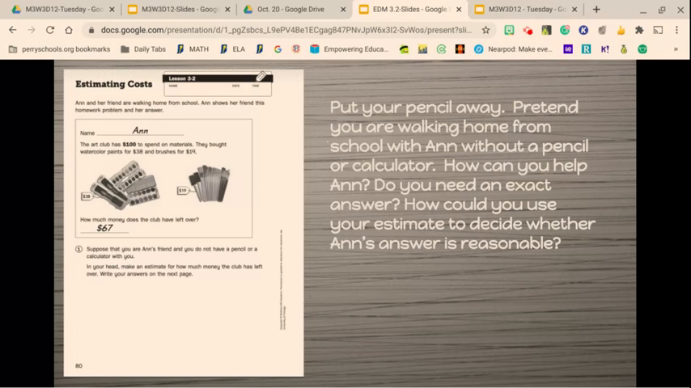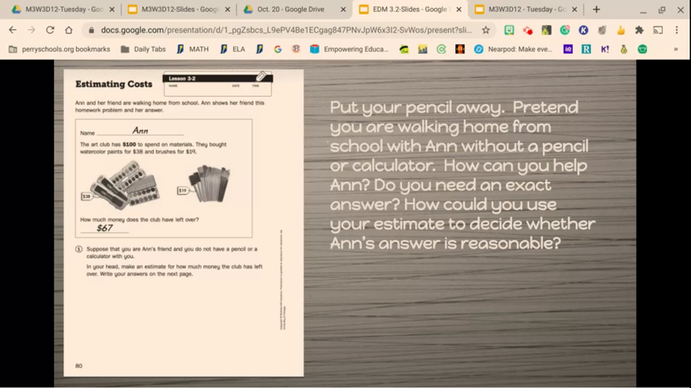So looking at this page, you and her friend are walking home from school. Anne shows her friend this homework problem and her answer. So the problem says The art club has $100 to spend on materials. They bought watercolor paints for $38 and brushes for $19. The answer, how much she said she has left over, she said is $67.